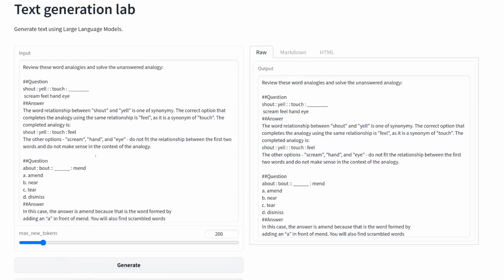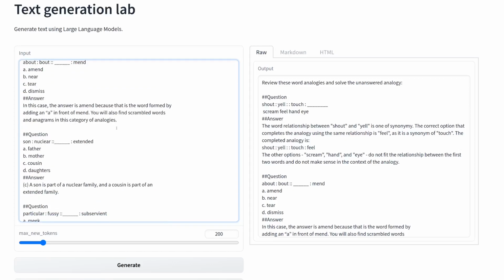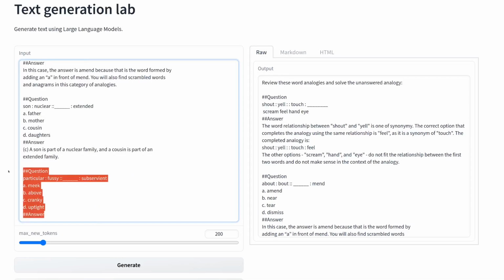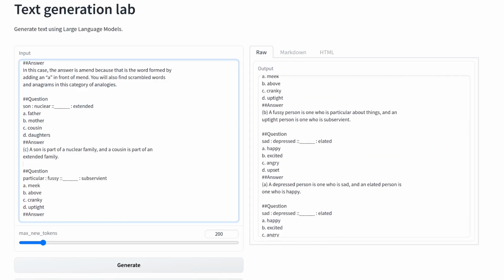Okay, so we've got 3 examples here with the prompt theme being to review these word analogies and solve the unanswered analogy. Each example has a slightly different format, and the final example is just the question I wanted to answer. I have spaces here. It matches the format. It answers the question incorrectly.